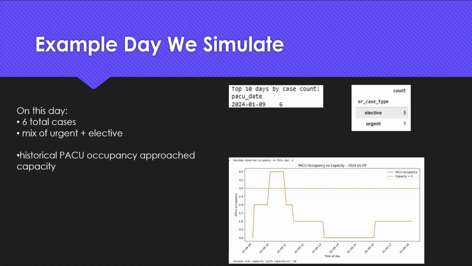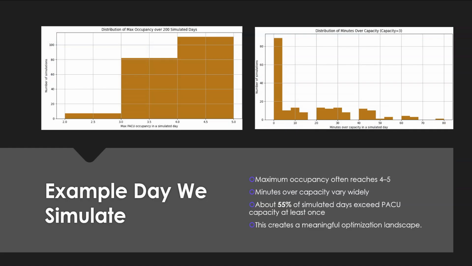exceed capacity. So here's the case day that we pick. We grab January 9th of 2024. There are 6 total cases here, a mix of urgent and elective, only 1 urgent, 5 elective. And we've got our historical capacity here just to see what really happened, an occupancy that bumps above our capacity line of 3 there. But then we move on and we simulate so that we can redo this day many, many times.